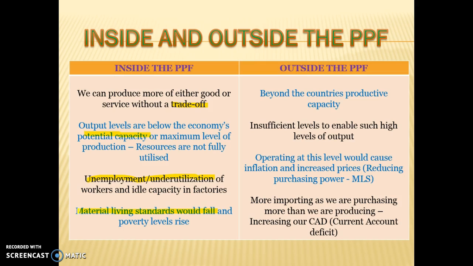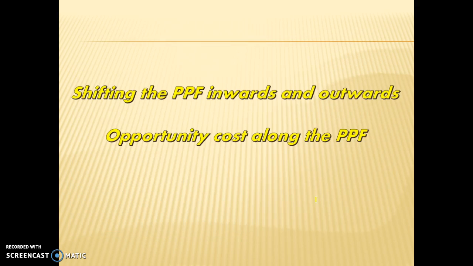If we also try and consume at this level, so not produce but consume at this level, it generally means that we're going to be importing a lot, and that's going to cause us to go into more debt because we'll be borrowing off other countries. These concepts we'll discuss more in later chapters, but we can consume at a point outside our PPF, but we can't produce at a point outside our PPF at this point in time.